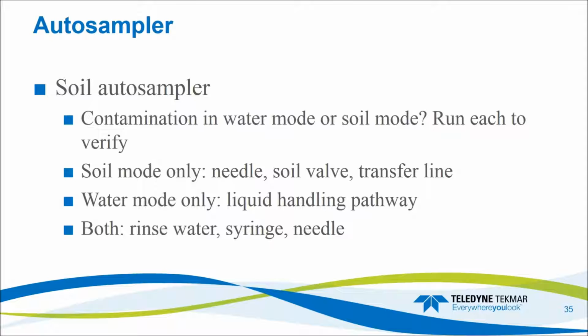So if you happen to have a combined autosampler that runs both in-vial purge soil samples and handles liquid samples, we want to start by figuring out, does the contamination live only in the soil mode or only in the water mode, or does it live in both? So run a blank for each mode to verify where the contamination shows up. If we only see it in the soil mode, then we're looking at potentially the needle, the soil valve, and the transfer line between the soil valve and the valve oven. If it only shows up in the water mode, then we're talking about the liquid handling pathway. So in that case, it might be the needle, the syringe, or the sample loop, and then the standard addition system. And if we see it in both, it could be the rinse water we're using, it could be coming from the syringe that's transporting that water, and it could be coming from the needle.